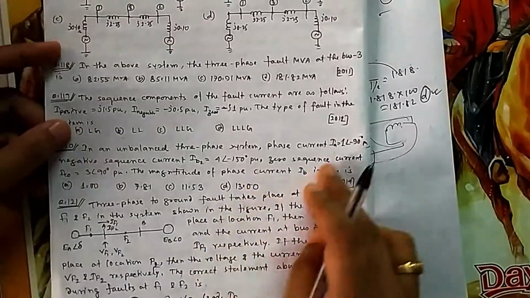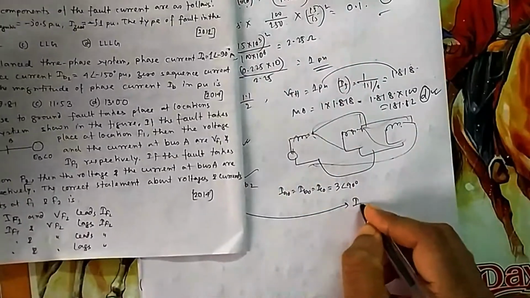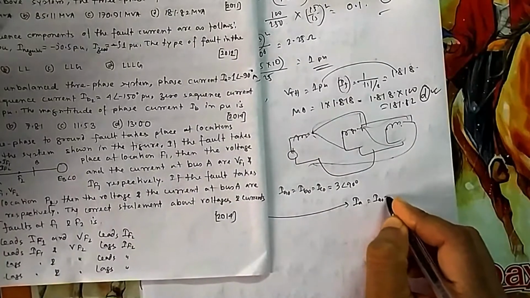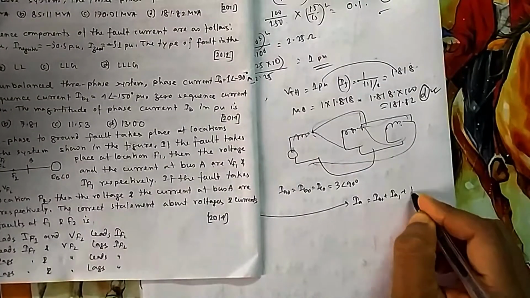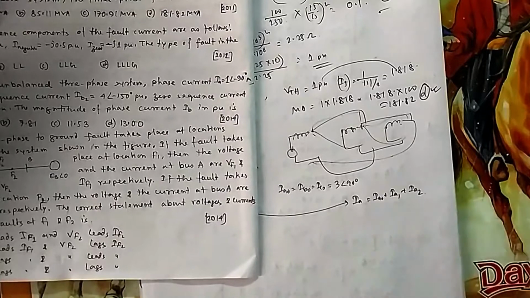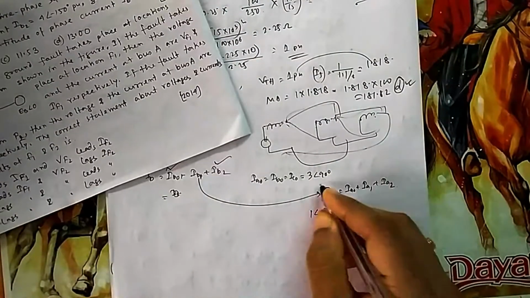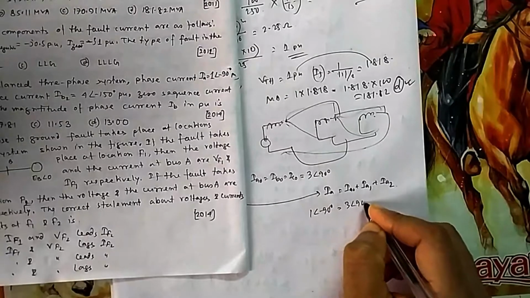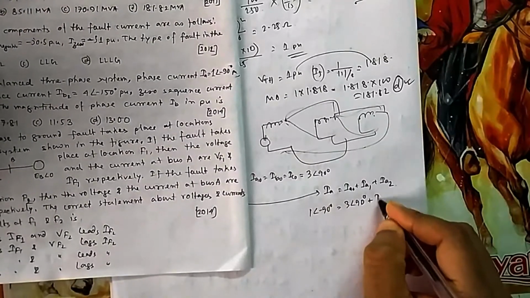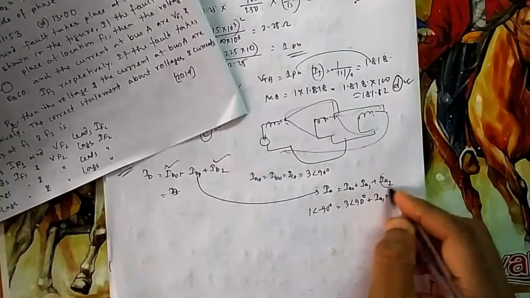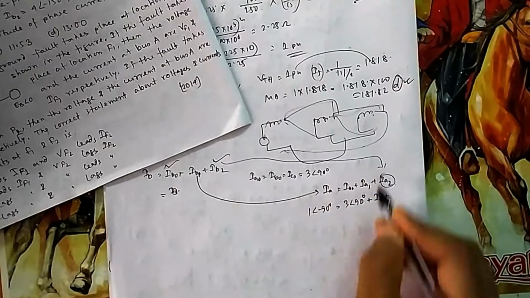For that IB1, IA is given. Now what is IA? IA is equal to IA0 plus IA1 plus IA2. They have given IA as 1 angle minus 90. IA0 is nothing but IC0, 3 angle 90. IA1 I don't know. And IA2, can I find it? Yes, because I know IB2, so I can find IA2.